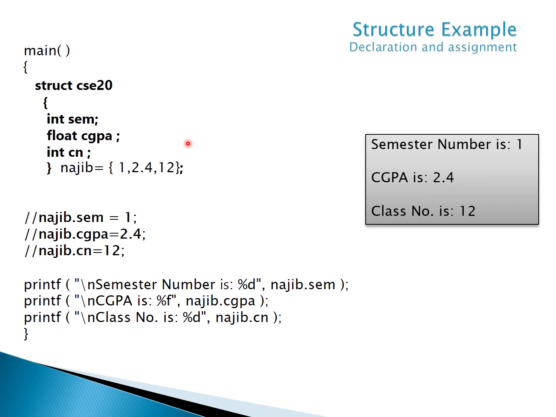Same example with a different approach. Here in this example, we are writing the definition, declaration, and assignment in the same statement. So this is the definition of the structure. This is the name of the variable, and this is the assignment statement. So it's the same example, the one we discussed on the previous slide. So the same output.